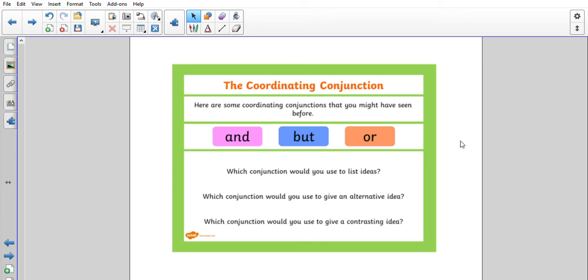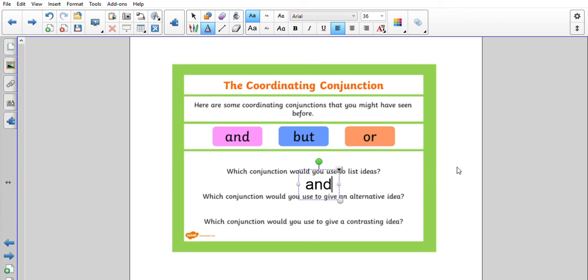So if we have a look at the questions at the bottom, which conjunction would you use to list ideas? Which conjunction would you use to give an alternative idea? Which conjunction would you use to give a contrasting idea? I'd like you to have a think about where they would go now and we'll have a look. Okay, well done if you said and would be used to list ideas, or would be used to give an alternative idea. So would you like cheese or ham on your sandwich? And to give a contrasting idea, you would use but.